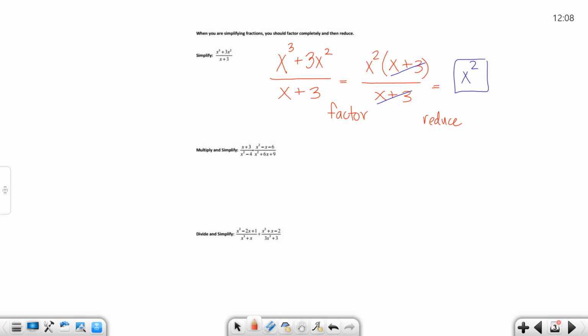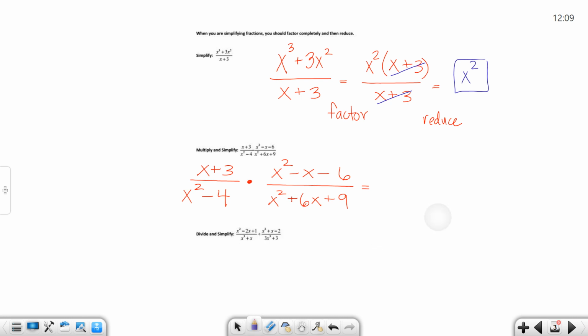The multiplying ones work exactly the same way. You factor and then cross out. So for this particular problem, you have x plus 3 over x squared minus 4 times x squared minus x minus 6 over x squared plus 6x plus 9. Do not multiply. I know the directions say multiply, but don't multiply them. All you want to do is factor out all the pieces.